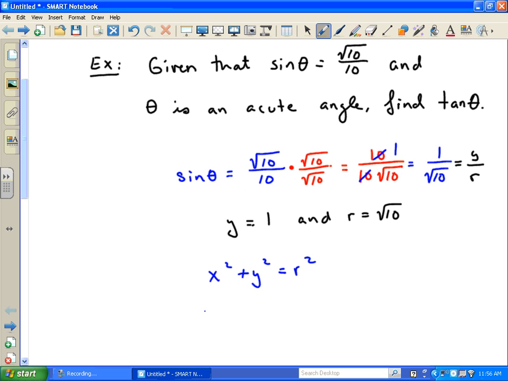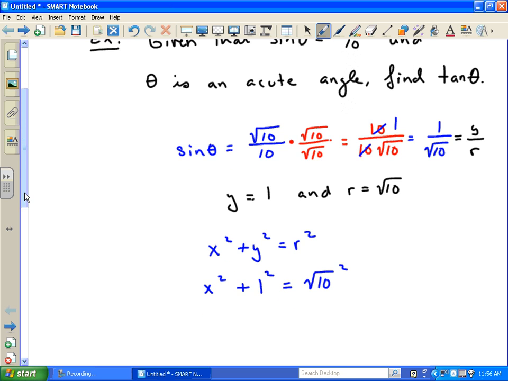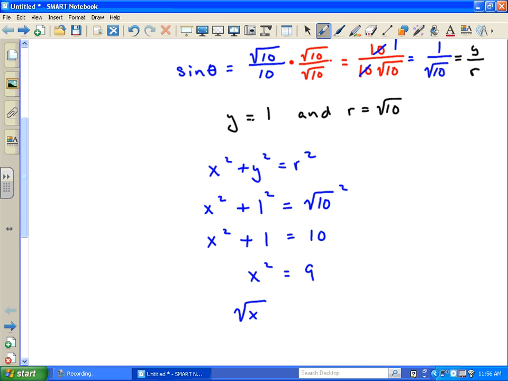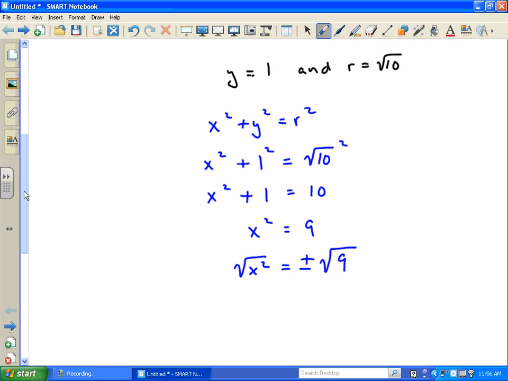X we don't know, so that's going to stay x squared. Y is 1 squared, and then r is the square root of 10 squared. 1 squared is just 1, and then the square root of 10 squared is just 10. Subtracting over the 1, I get x squared is equal to 9, and then we take the square root of both sides. Make sure to remember the plus and the minus. And so you have x is equal to plus or minus the square root of 9, which is 3.